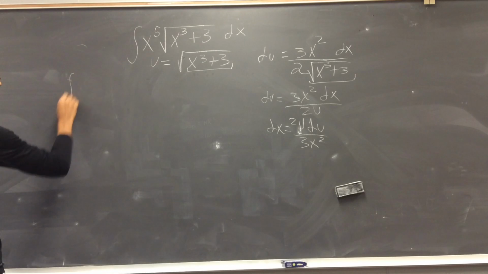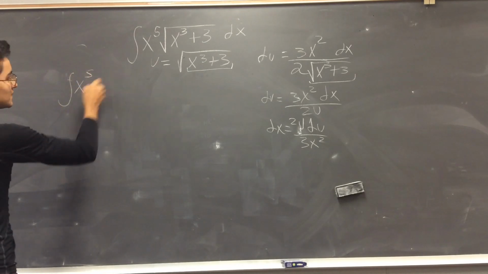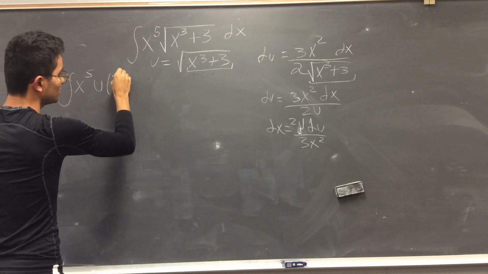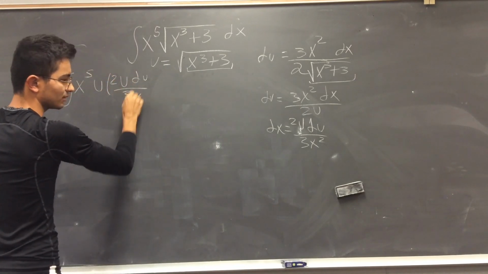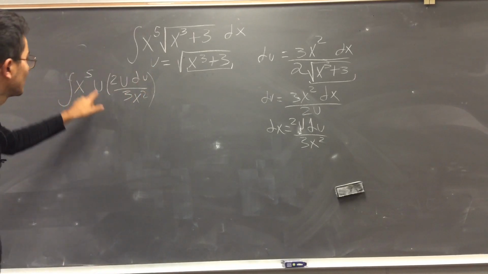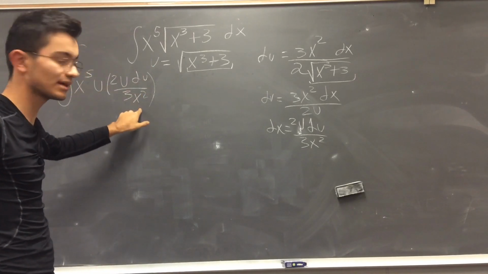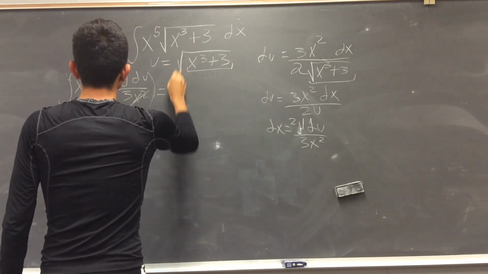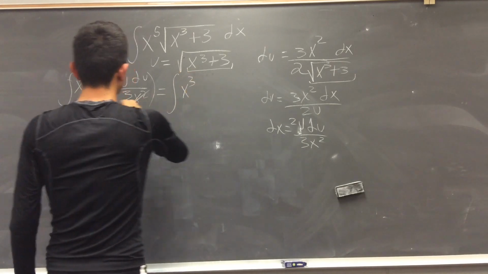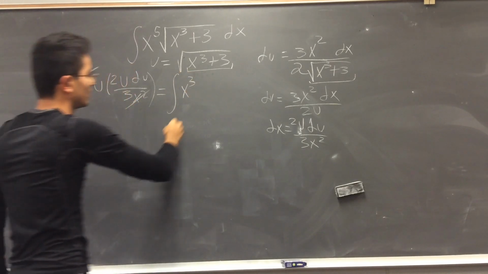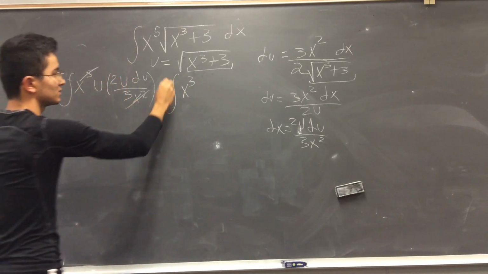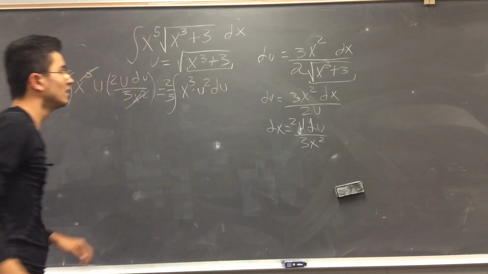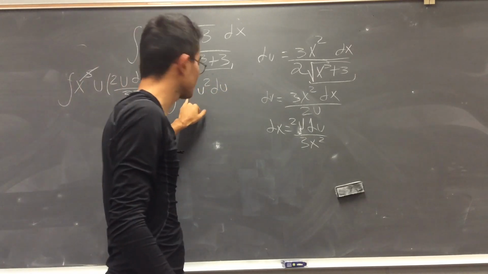Okay, so let's substitute these two values into this equation here and see what we get. We have the integral of x to the power of 5 times u, and then dx is going to be 2u du divided by 3x squared. Okay? And now look at this. x to the power of 5 divided by x squared is going to be what? That's going to be x to the power of 3. So we have the integral of x to the power of 3, and then u times u is u squared. And we have 2/3, so we can bring the 2/3 outside of the integral, and we have times u squared du.